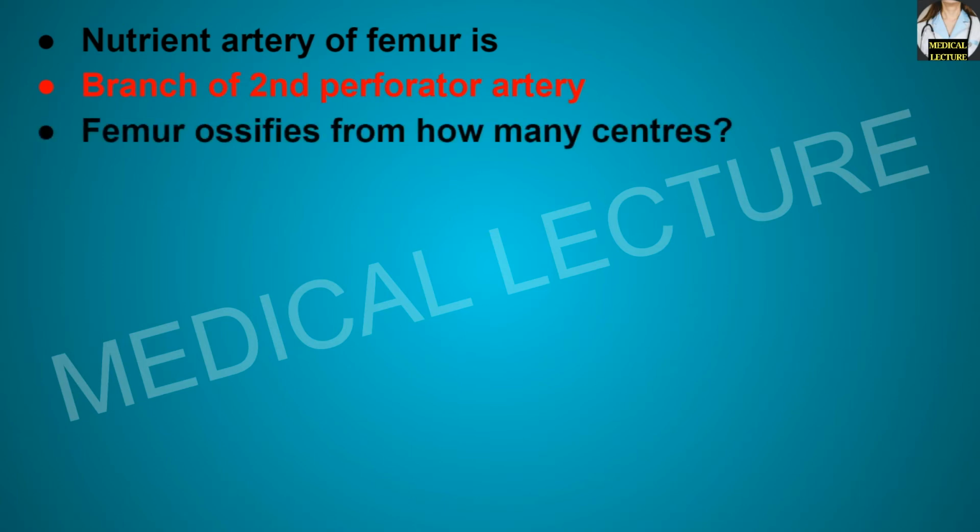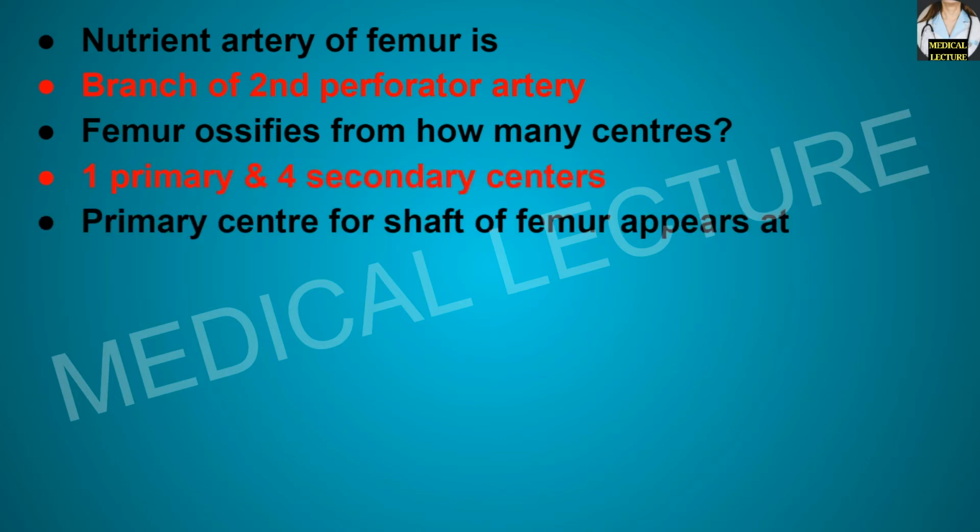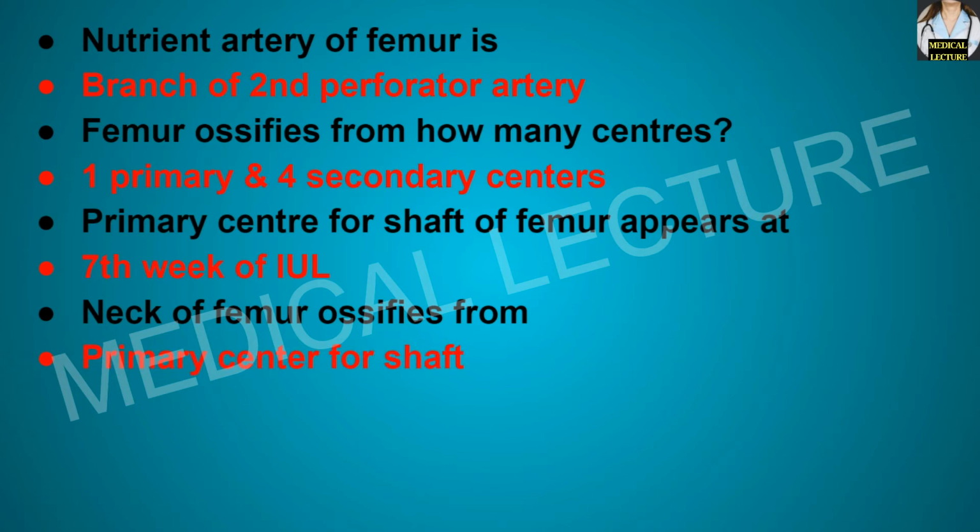Femur ossifies from how many centers? 1 primary and 4 secondary centers. Primary center for the shaft of the femur appears at the 7th week of intrauterine life. The neck of the femur ossifies from the primary center for the shaft.